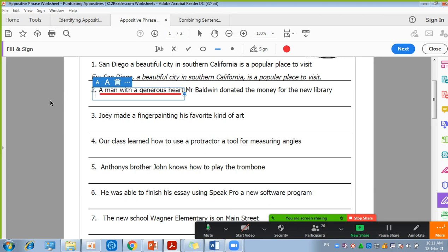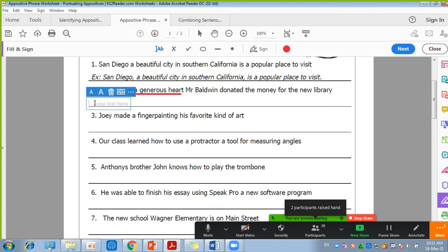So, miss, I said the man with a generous heart. You said the comma before A and after heart. I told you, can I start the sentence with the comma? This is something new. So put it where, miss? You tell me now. Put it. A man with a generous heart. We cannot put it before A. We cannot, of course, before A, no.